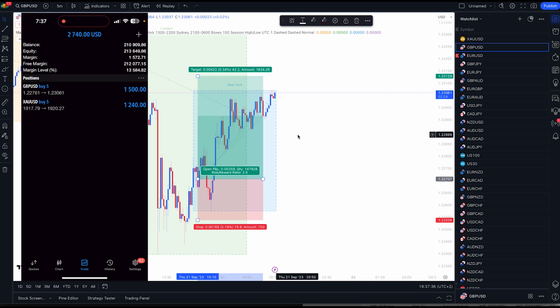which from 8 p.m. going to 11 p.m. is going to the close of the New York session, and normally I don't like staying in the market for this long, all right? So by this time of the day, if my targets haven't been hit yet, then I usually just close the trade.